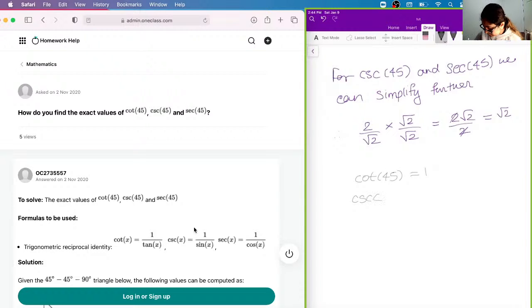Cosecant of 45 is equal to square root of 2. Secant of 45 degrees is also square root of 2. So this is your answer.